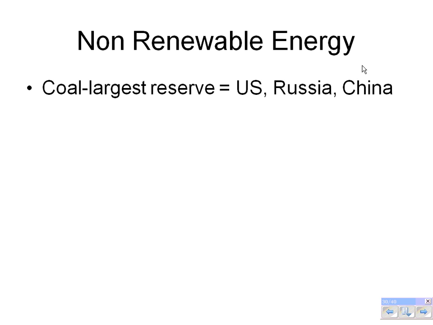Coal is used to produce electricity. And some air pollution control devices we're going to talk about in a second. You know that a wet scrubber is used to reduce sulfur oxides, and an electrostatic precipitator can also reduce particulate matter.